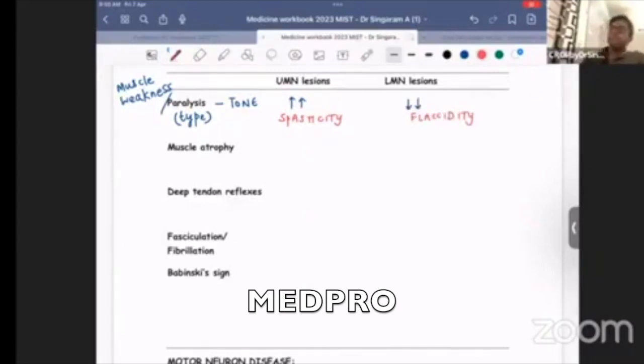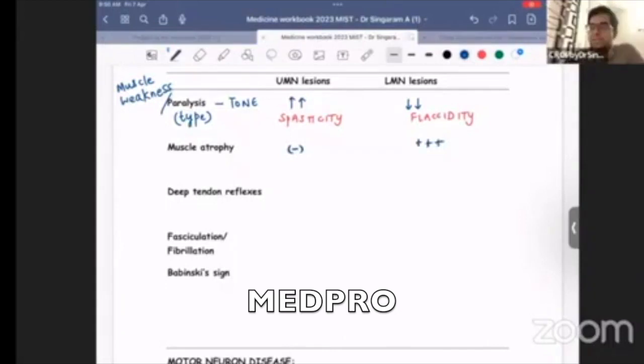Okay. Then muscle atrophy. See, I told you lower motor neuron only is in contact with the muscle. So muscle atrophy will be a feature of LMN lesions only. In the UMN lesion, usually there is no muscle atrophy. In very, very late stages, you can have atrophy from not using the muscle. But in initial stages, muscle bulk is preserved. But muscle atrophy is a prominent feature of LMN lesions. Okay, right?